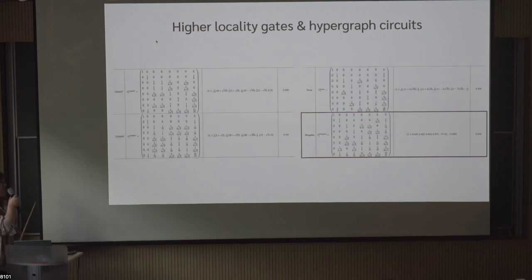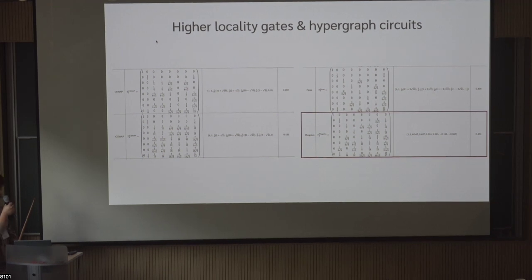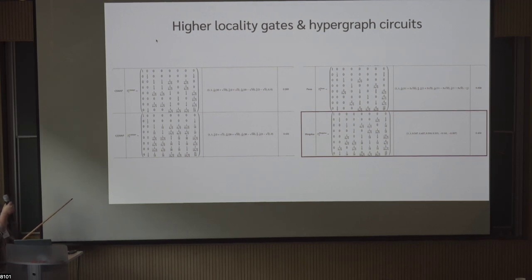And then because of the lack of very clean decomposition like KAK for 3-qubit gates and above, we do not have a very systematic approach for analyzing or comparing the different higher locality gates. But we did some numerics on these most well-known gates, and it turns out that the so-called Margolus gate seems to be the best, at least among these examples.